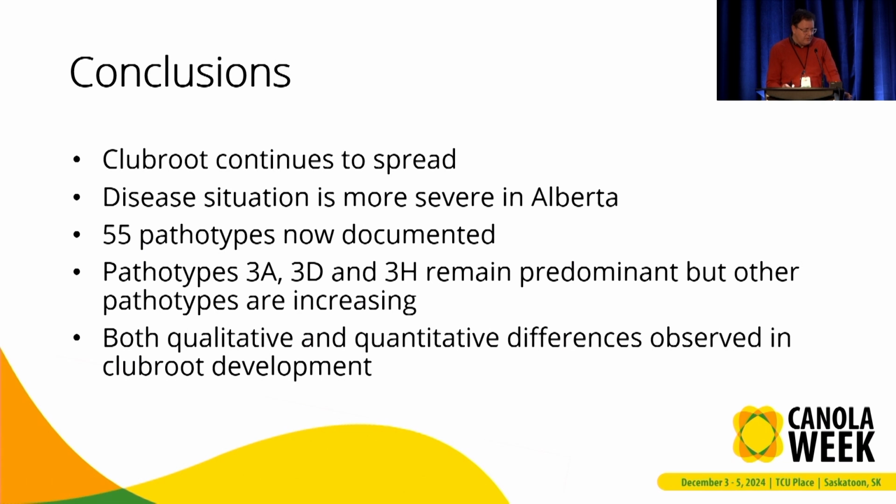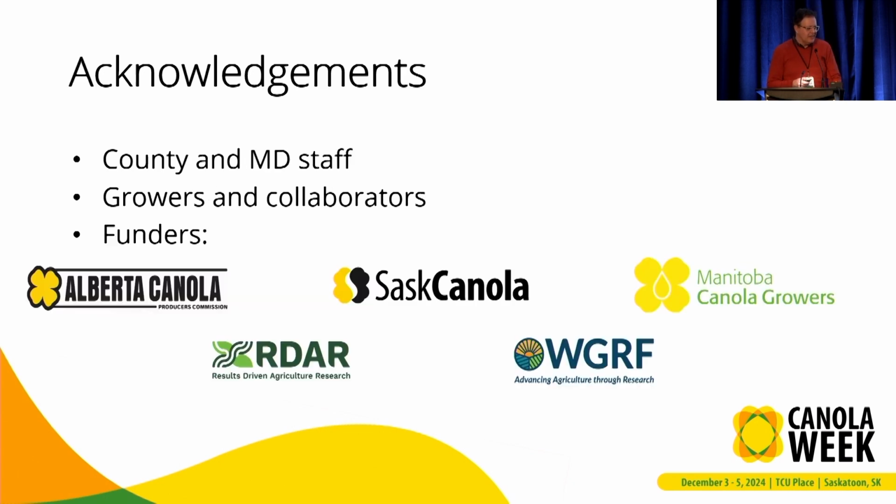55 pathotypes are now documented on the Canadian Clubroot Differential set, and pathotypes 3A, 3D, and 3H remain predominant, but other pathotypes are increasing. And we have been finding both qualitative and quantitative differences in the disease development. So not all galling, even if it's severe, looks the same.